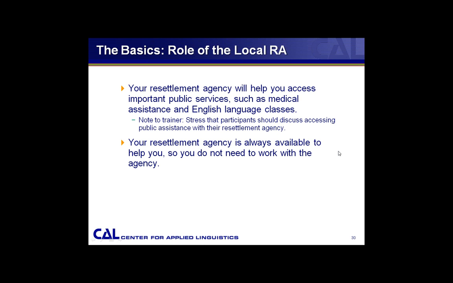And then again, there's a note for trainer included here, which identifies important aspects for the trainer that are related to these statements to help them lead a discussion. And here the note is discussing the importance of establishing a partnership with the resettlement agency.